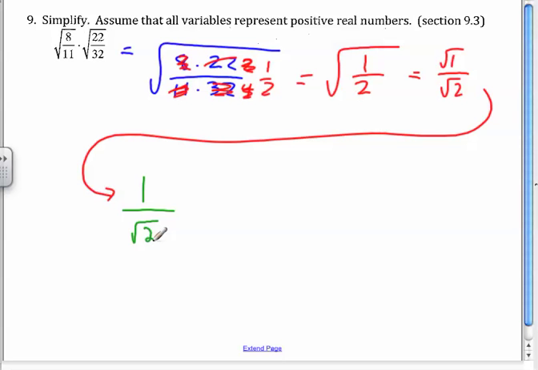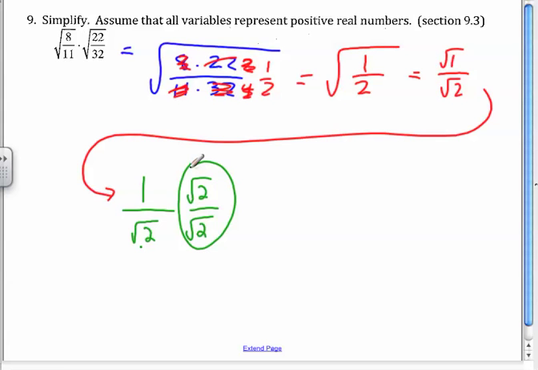Now, we can't leave that radical on the bottom. We have to get rid of it. So we're going to multiply the bottom by root 2 and the top by root 2, because this is the same thing as multiplying by 1. And anytime I multiply by 1, I get the same number. It's just changing the way that it looks.